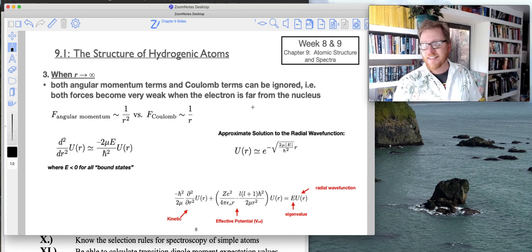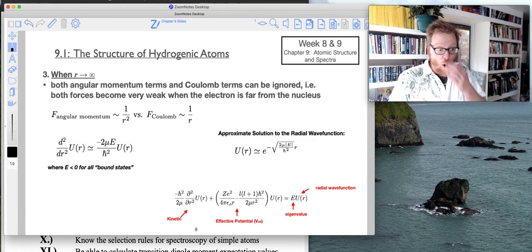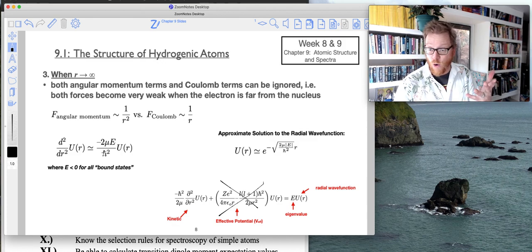Okay, so then finally, the last condition, when r approaches infinity. Both angular momentum and Coulomb's terms can be ignored because both forces become very weak when the electron is far from the nucleus. So the only thing that the electron has to consider is kinetic energy. Look, we got rid of all of these potential terms when the particle is very far away. And you can see here that this is a Schrodinger equation we've already solved, right?